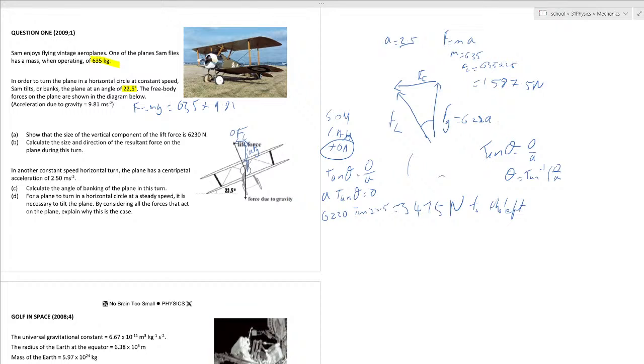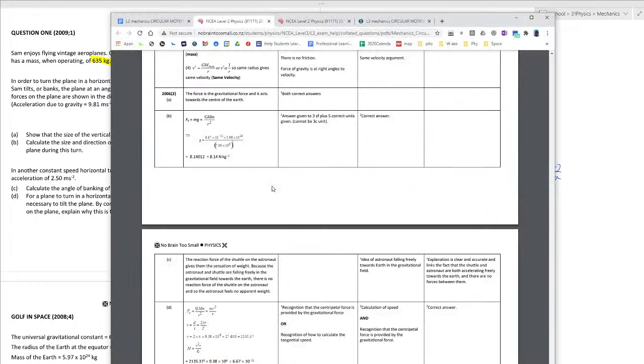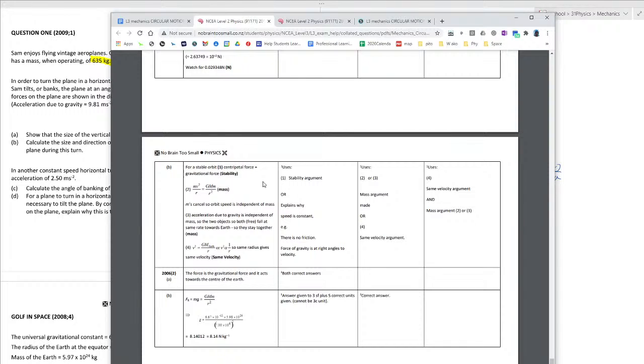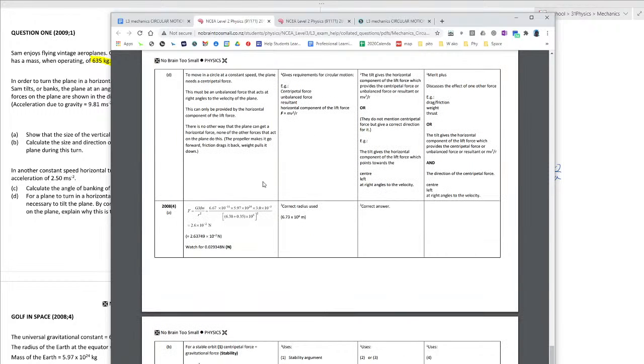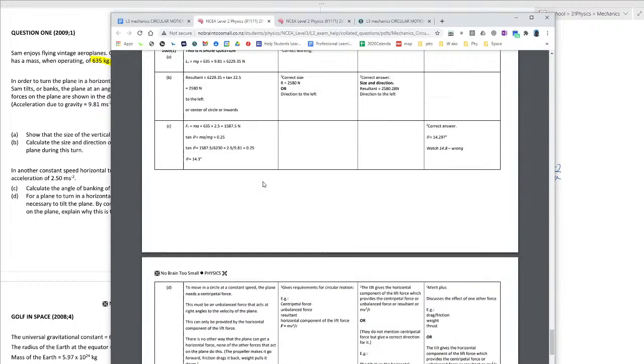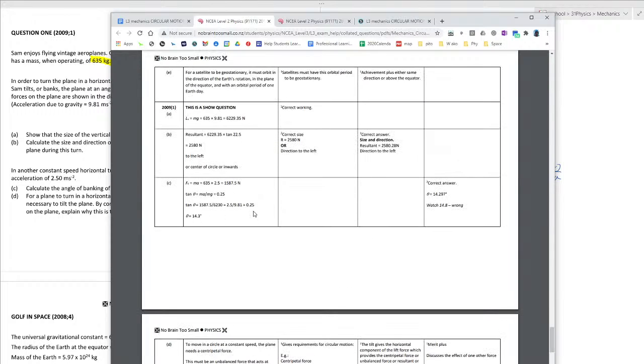Let's have a look at the answer. What year are we up to? 2009. Okay. Oh, I made a mistake somewhere. Okay, tan of theta equals 2.5. I've done that right. Tan of theta. Have I not just done that? Tan of theta equals that. Hold on.